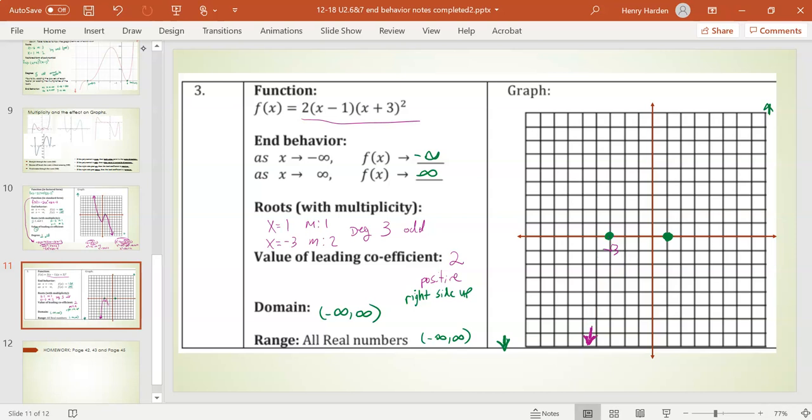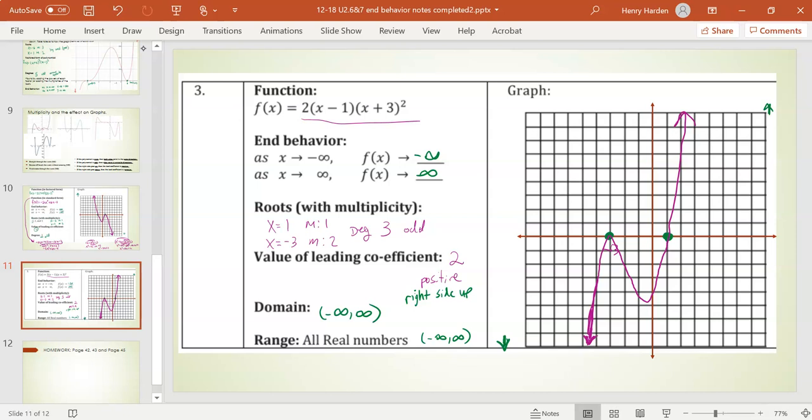It didn't work out too well. It's going to bounce off of that. It's got to curl back towards the other one, but the other one only has a multiplicity of 1, so it's going to go straight through. And that's your sketch. Okay.